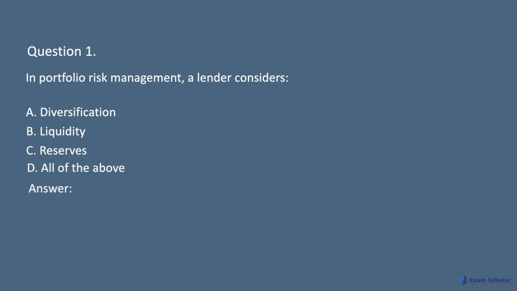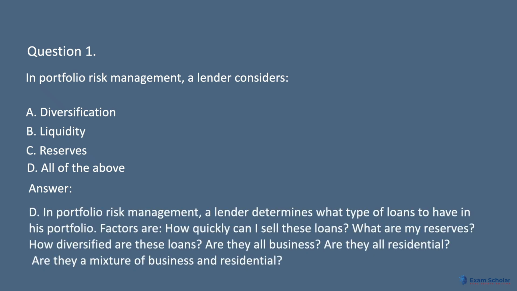Answer. D. In portfolio risk management, a lender determines what type of loans to have in his portfolio. Factors are: how quickly can I sell these loans? What are my reserves? How diversified are these loans? Are they all business? Are they all residential? Are they a mixture of business and residential?